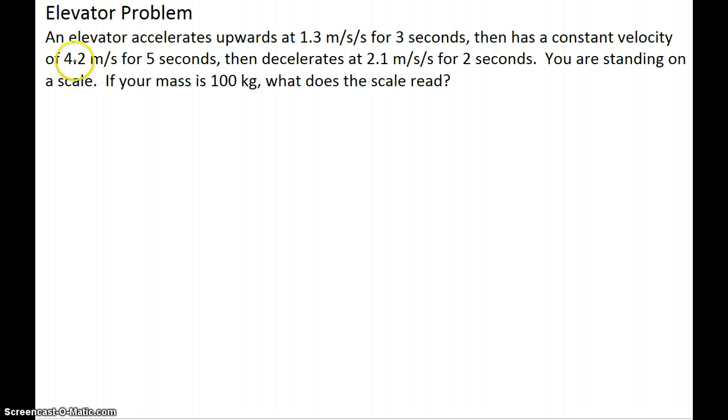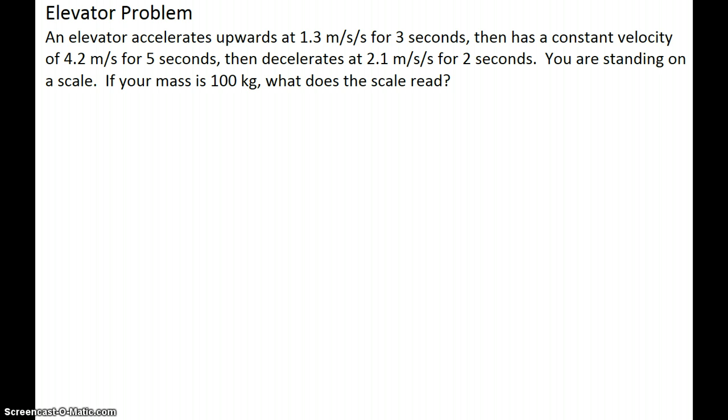In our problem, an elevator accelerates upwards at 1.3 meters per second squared for 3 seconds. Then it has a constant velocity of 4.2 meters per second for 5 seconds. And then it decelerates at 2.1 meters per second squared for 2 seconds. If you are standing on a scale and your mass is 100 kilograms, what does the scale read in these 3 situations? Let's start at the first one.